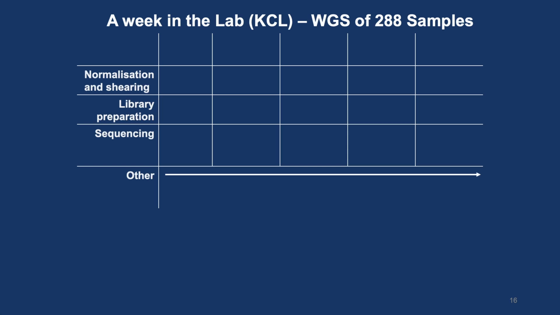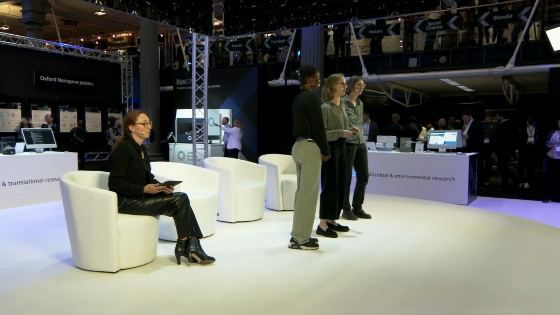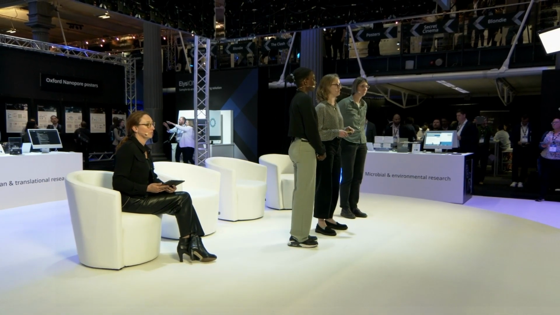So the routine lab tasks I've categorized into normalization and shearing, library preparation, sequencing, and other. And on the slide at the minute, you can see the distribution of these different task categories throughout a standard week at KCL. So KCL is one of the sites where we're doing this sequencing, Cambridge being the other one. And I think it's good to highlight here the more administrative tasks that are involved with the lab work. So these are tasks that are completed around the routine lab work, as and when, and involve sample management.